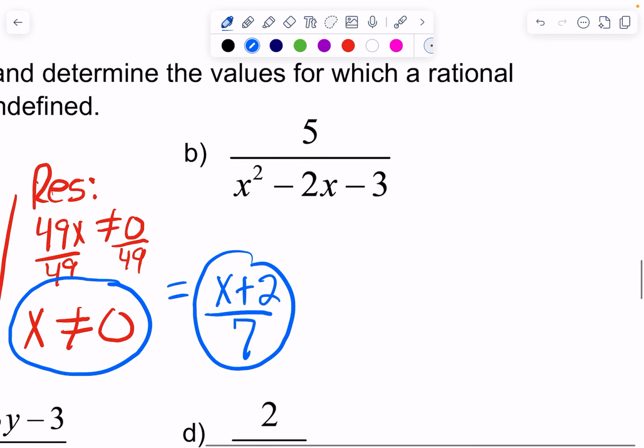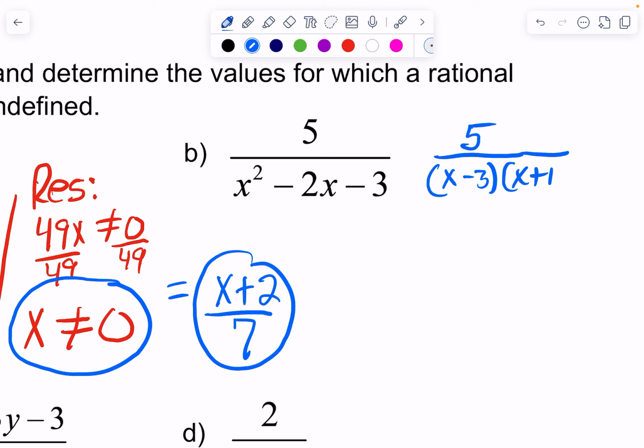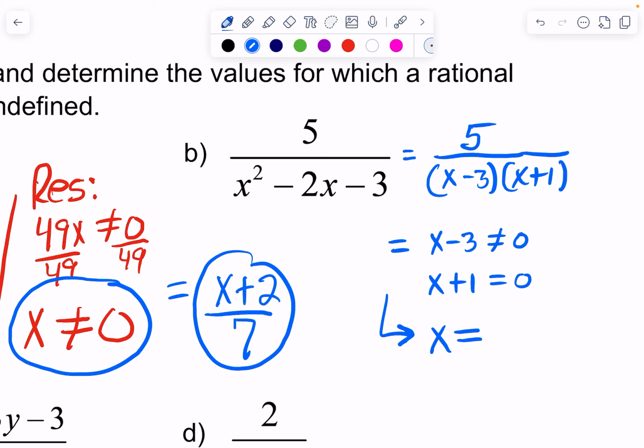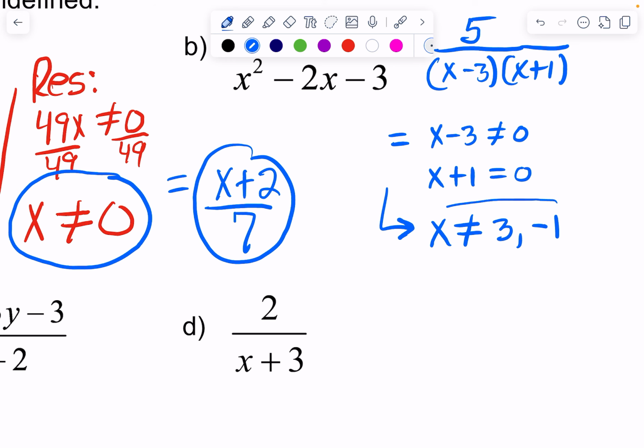Next, step 1, let's factor the numerator and the denominator. So this is 5 over x minus 3 times x plus 1. Step 2, let's go ahead and determine the restrictions, find the undefined values. So I'm going to set x minus 3 not equal to 0, and I'm going to set x plus 1 not equal to 0. So therefore, when I solve, x cannot equal 3 or negative 1. Those are my restrictions. x can be anything else on earth except for 3 and negative 1.